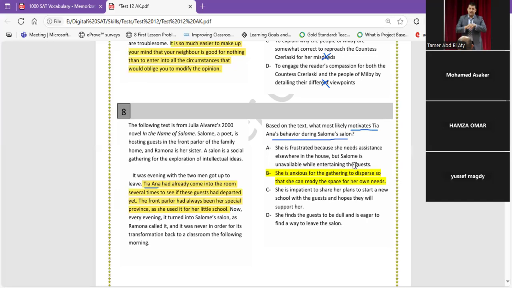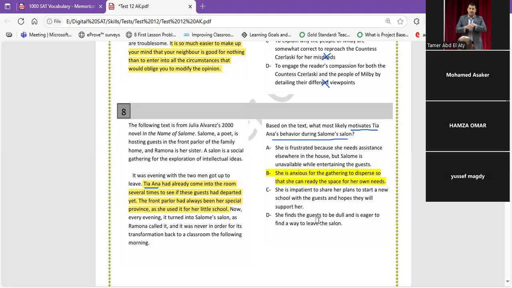She entered just to be sure about the place, to be ready for school the next morning. "She is anxious for the gathering to disperse so that she can ready the space for her own needs." Yes, she wants them to leave to arrange the room for the school. "She is impatient to share her plans to start a new school with the guests and hopes they will support her." We're not talking about the school with the guests, because those people are coming for a social gathering, as mentioned, but the school is for others.